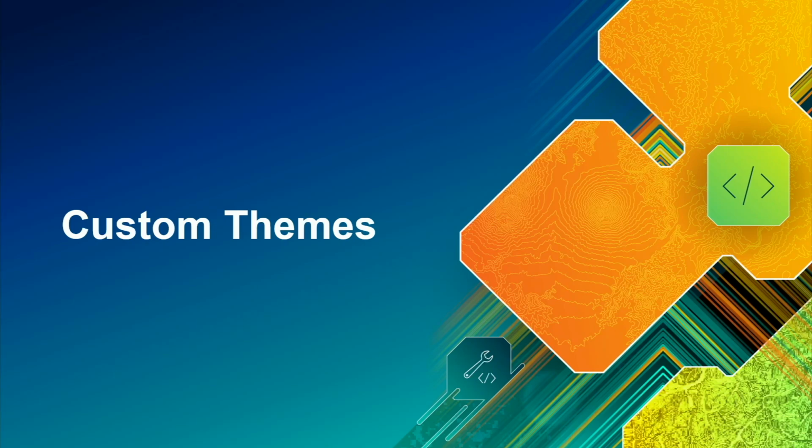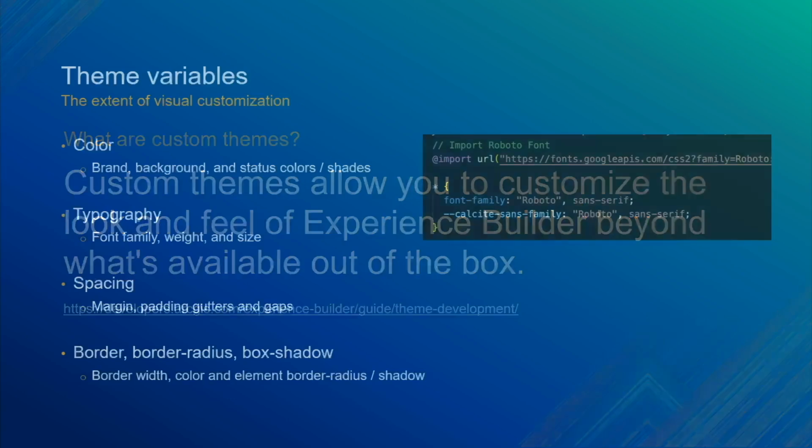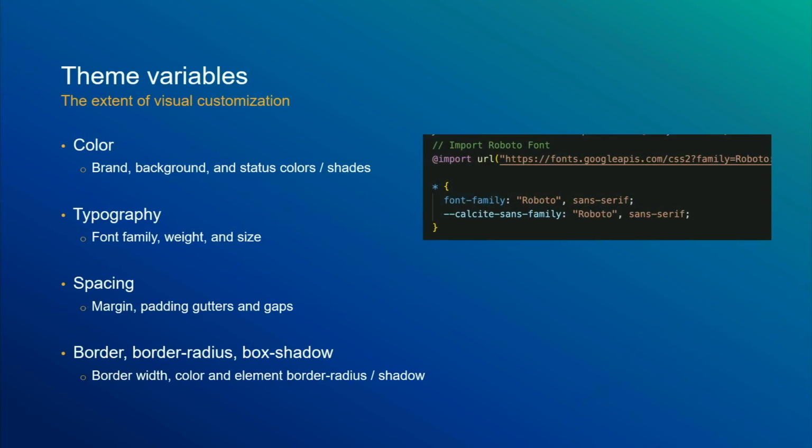We've mentioned custom themes, but quickly, what are custom themes? Custom themes allow you to customize the look and feel of Experience Builder beyond what's available out of the box. Primarily, custom themes do this through what we call theme variables. These are variables exposed in a JSON file in your theme that you can customize beyond what you can see and customize out of the box.